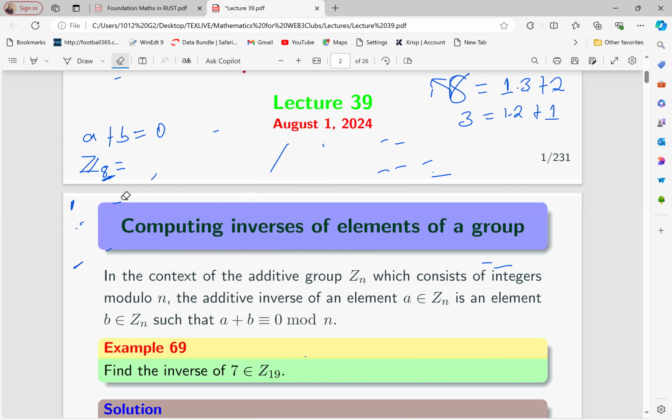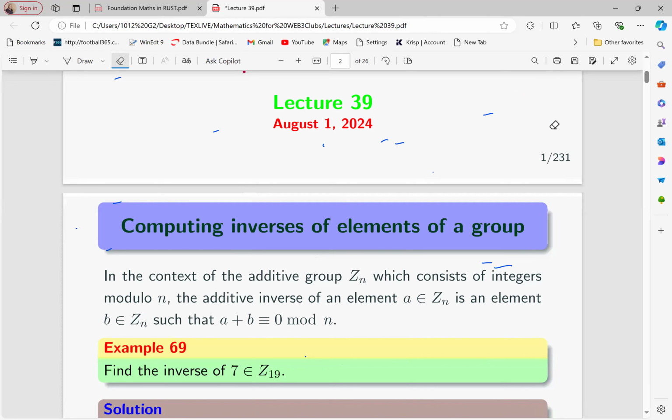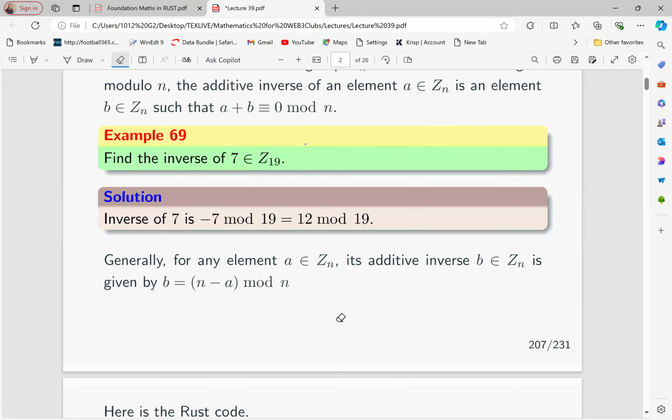It is an additive group. Just take n minus the element. Our n in this case is 19. 19 minus 7 gives us what? 12. That is the inverse. That is the inverse of 7. So that's how you do it.